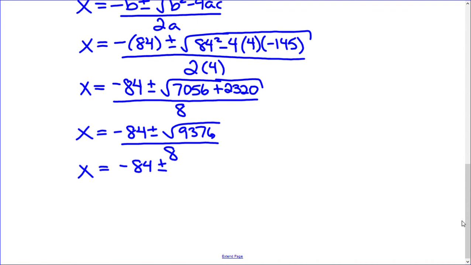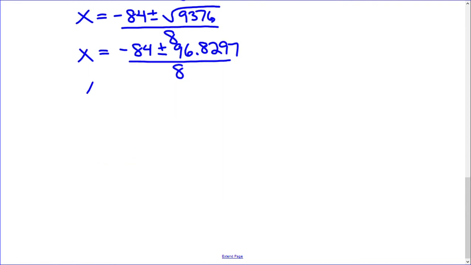Gives me 96.8297. Okay, just gives me a rough idea of what we have for a value. Then what I can do after that is I can start to go through my two separate roots. So really from here, I'm into my plus root and my minus root. And because I'm going to simplify these out a little bit, I'm going to write them on the side this time. Same as I've done before.